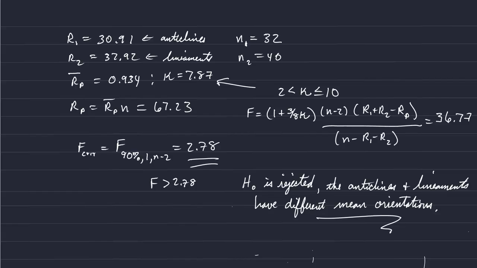Oh, and I'm noticing I need to write this equation for F more clearly. Kappa is in the denominator of this first term for F. So this is 1 plus 3 over 8 kappa. Okay, well, this concludes this series of videos on directional data.